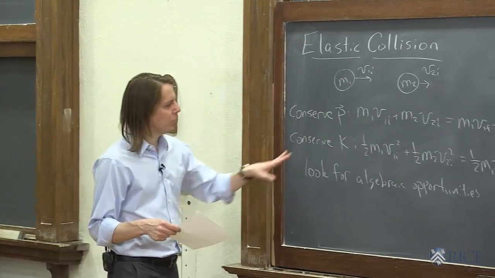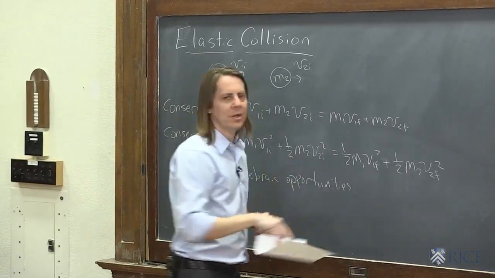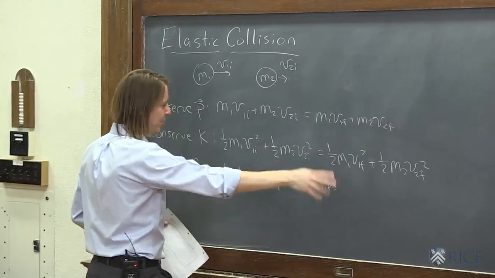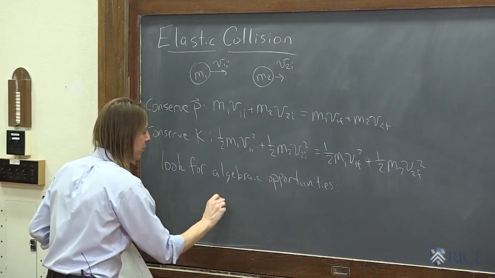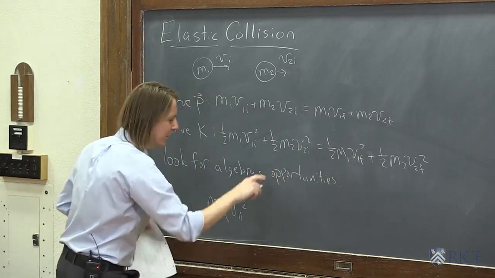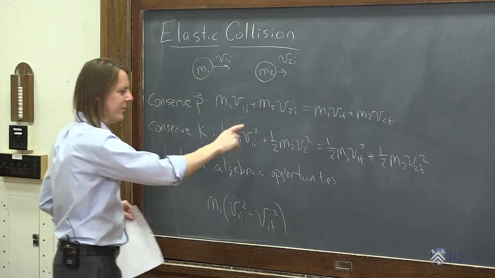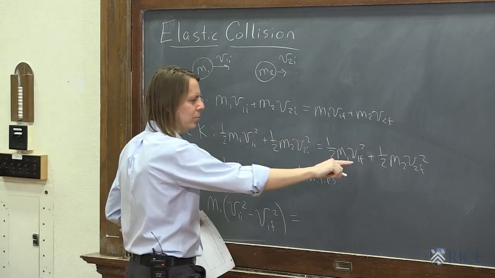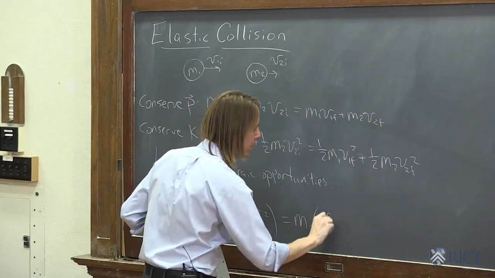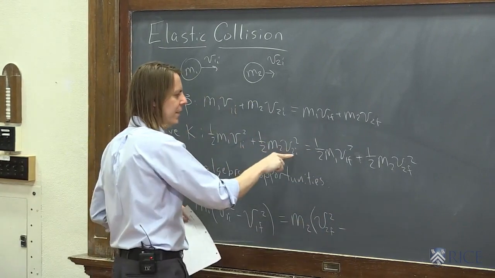What else could you do? You could group it by m's, right? Here's m1s times something, and here's m2s times something. All the v's are different. So let's do that. Let's get rid of the halves and group it by m's. So you're going to get m1 times v1 initial squared, minus v1 final squared. That'll be the new left side. And the right side will be m2 times v2 final squared minus, and they're going to bring this one over, v2 initial squared.